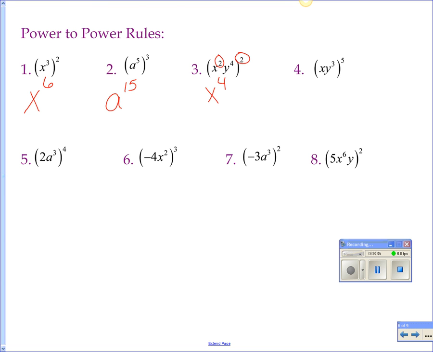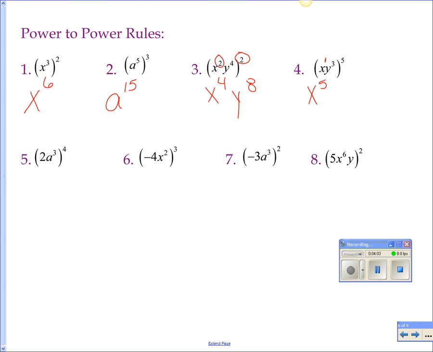Andrea, what do you think I do with that 4? What do I times it by? 2. I times these 2. So that gives me y to the 8th. Okay. Jesse, what little number do I put with this x if it doesn't have one? A 1. Good. Okay. Gracie, what do you think I do with this 1? Very good. By what number? The outside one. Okay. The 5. So that gives me x to the 5th.